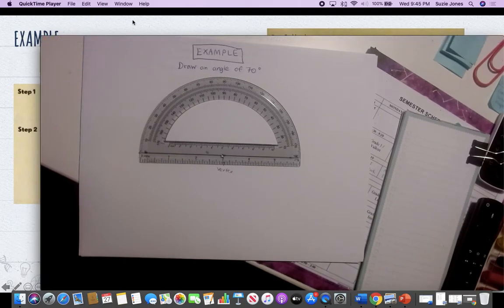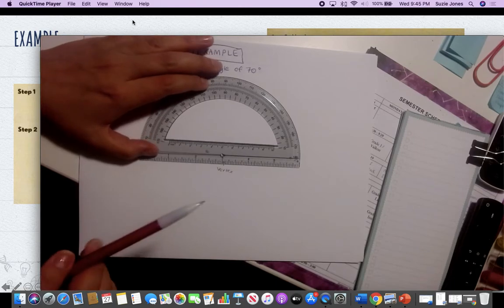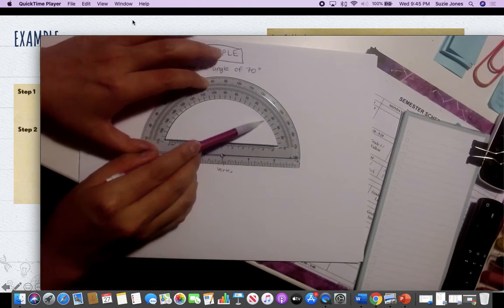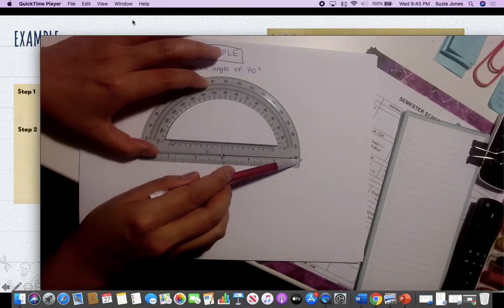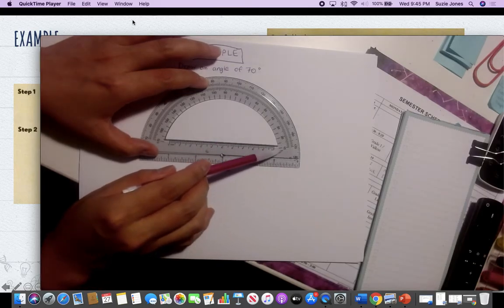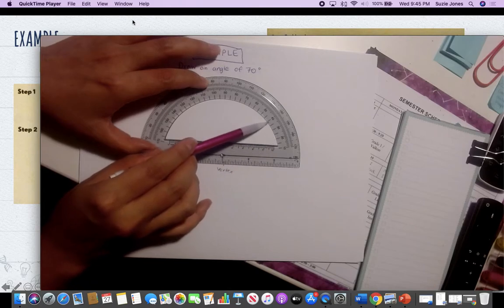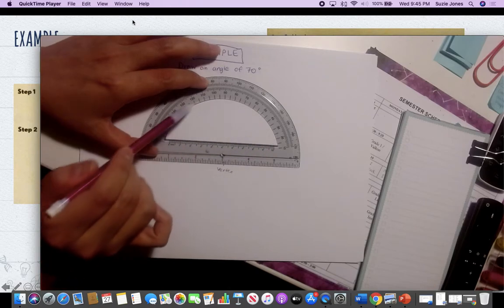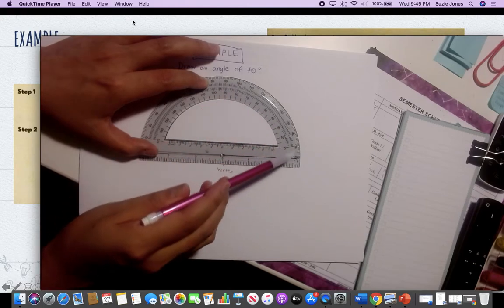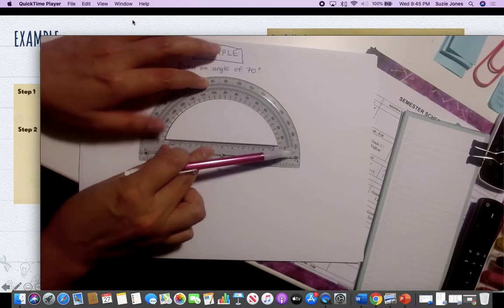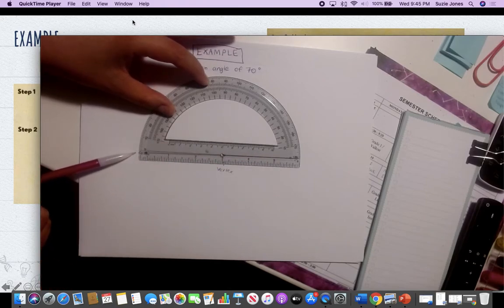All right. So on my protractor, my inner scale is here on the inside, right? And 0 degrees starts right here. And then you see how there's 10, 20, 30, 40, 50, 60. It's the inside of the protractor. And my outer scale is here. But my outer scale, my 0 actually starts on the other side right here. This is my 0. Okay?